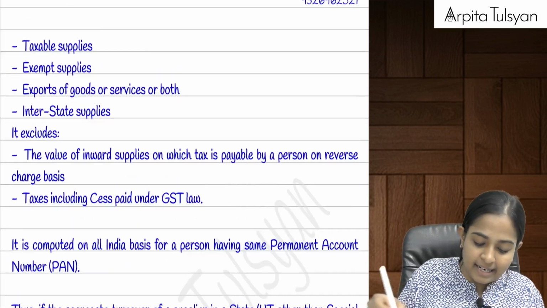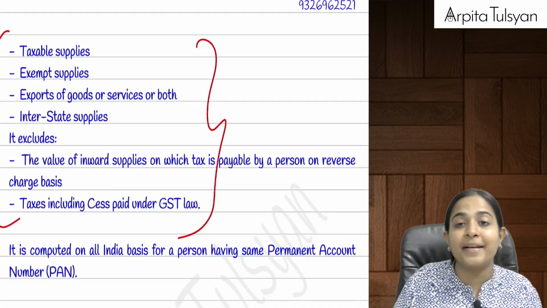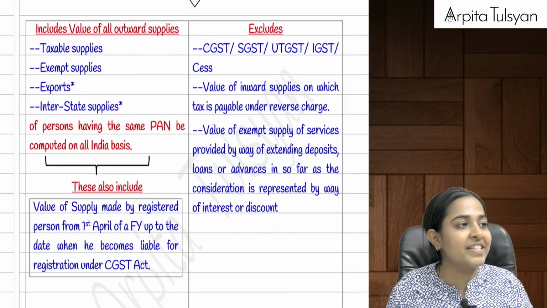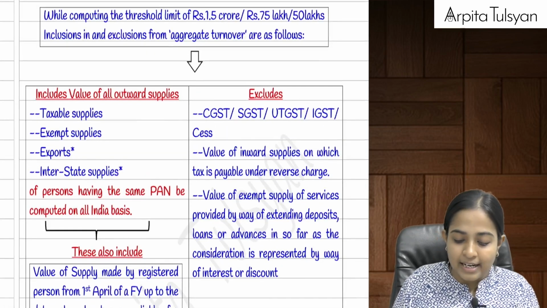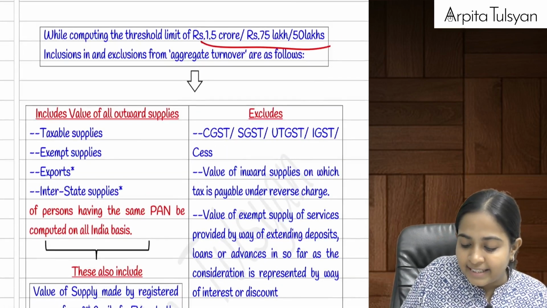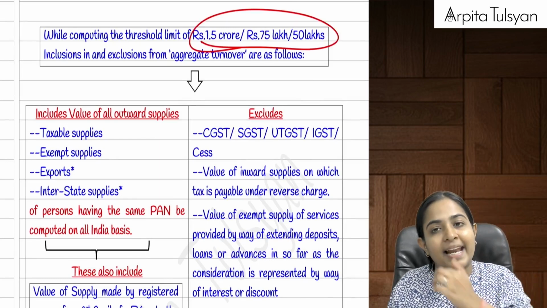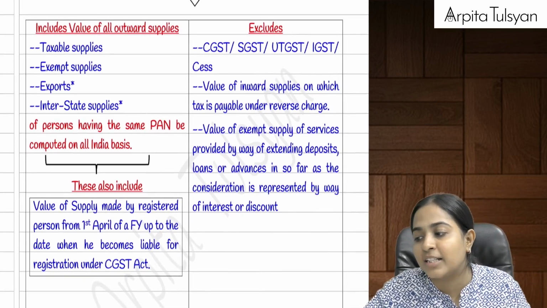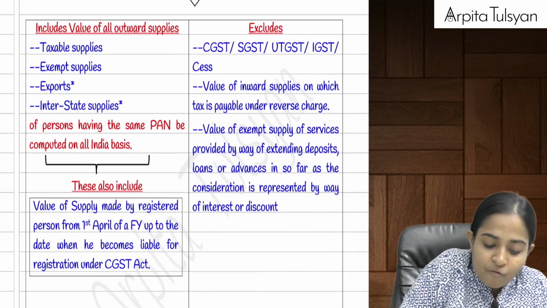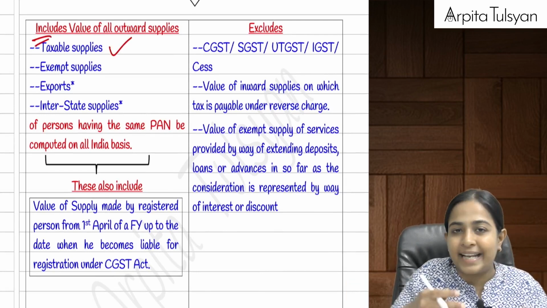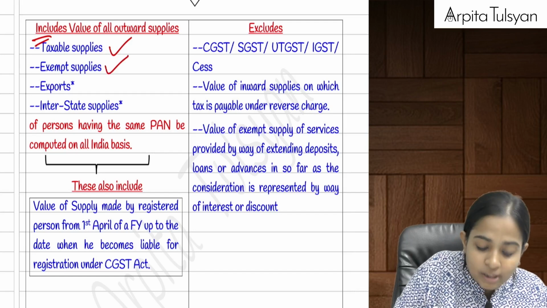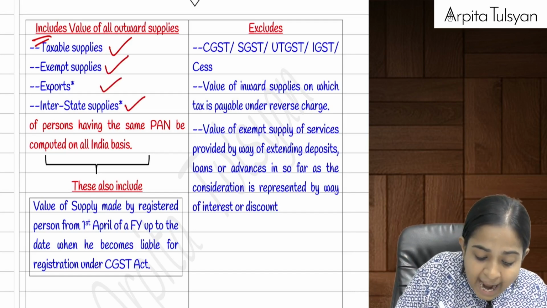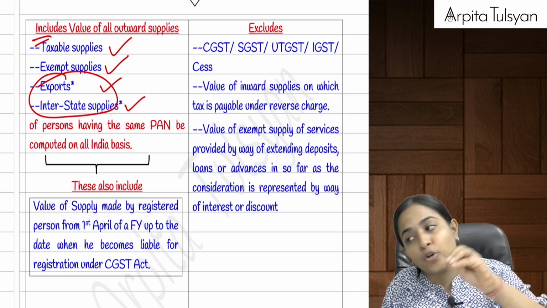Now let us understand how we determine this aggregate turnover, because we get questions on this also. While calculating this threshold of 1.5 crore, 75 lakhs and 50 lakhs, see what the inclusions in the aggregate turnover are and what the exclusions from the same are. What all things are included? First of all the taxable supplies. All the exempt supplies are also included. Exports and interstate supplies are also to be included.